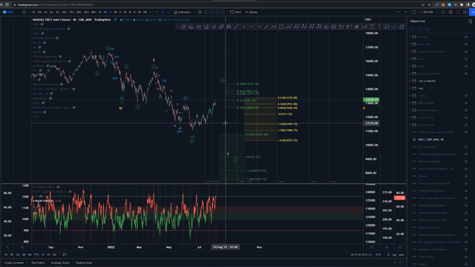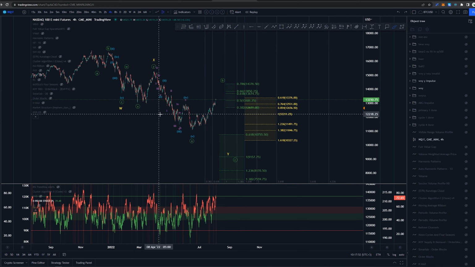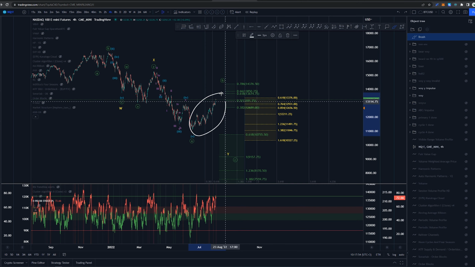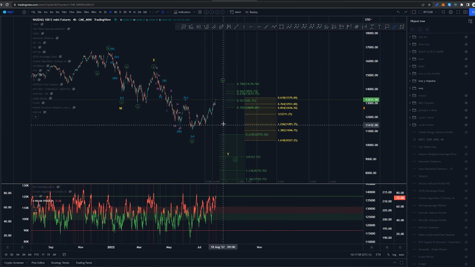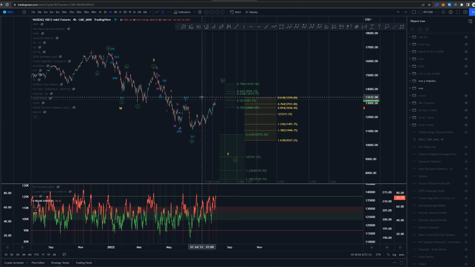One-to-one extension in time would be around the 23rd of August for this X wave here on minor degree, comparing the time with this wave B of lower degree, which is minute degree. If it goes beyond this one-to-one extension of around the 22nd of August, then I would throw this count out the window as well.